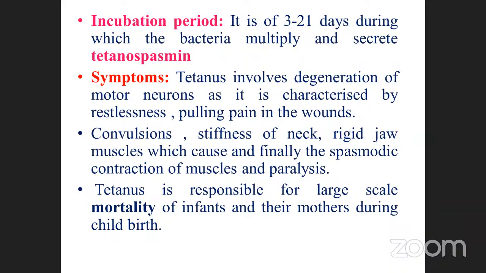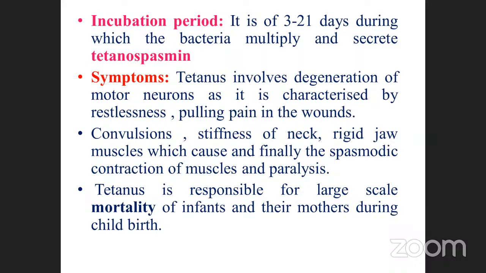Maximum 3 weeks. Per week, 7 days means you calculated 3 weeks only. Symptoms: tetanus involves the degeneration of the motor neurons. This is very, very important. Tetanus involves the degeneration of the motor neuron, and it is characterized by restlessness.